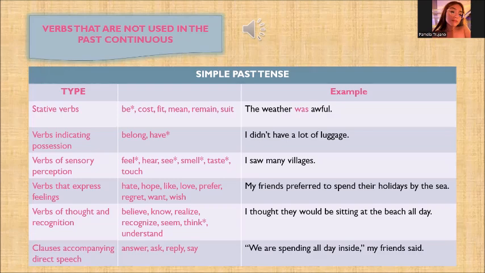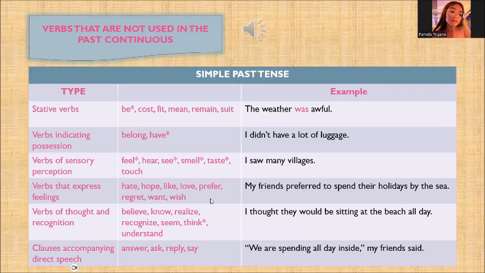Verbs of sensory perception, as feel, hear, see, smell, taste, touch. For example, I saw many villages. Verbs that express feelings, as hate, hope, like, love, prefer, regret, want, wish. For example, my friends prefer to spend their holidays by the sea.